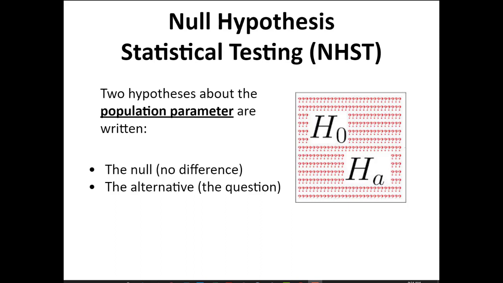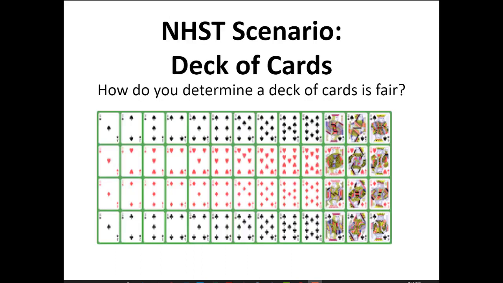Let's look at this in more detail with an example. Let's think about a deck of cards, just a regular deck of playing cards. How do you know if that deck of playing cards is fair? Well, what are the different pieces of a deck of cards? It has spades, hearts, diamonds, and clubs. And each one of those suits has 13 cards.